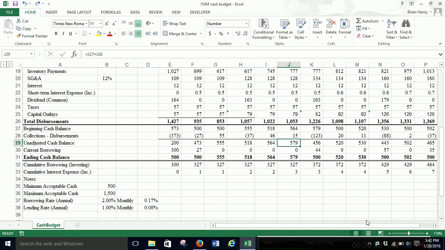Not necessarily a good thing or a bad thing. It might just mean they're efficiently handling their cash. But anyway, that's the idea. And that's all you've got to do to wire the bottom of that sheet.